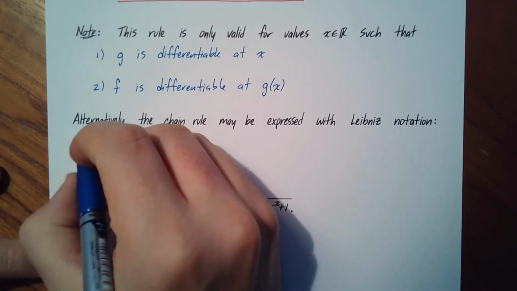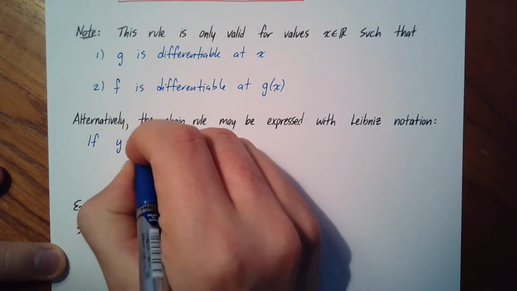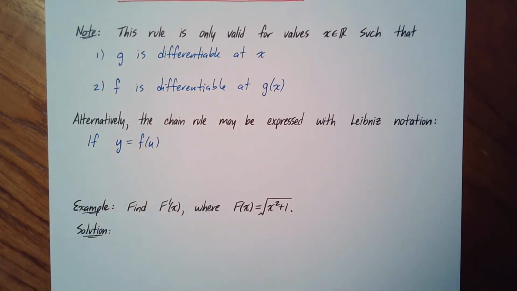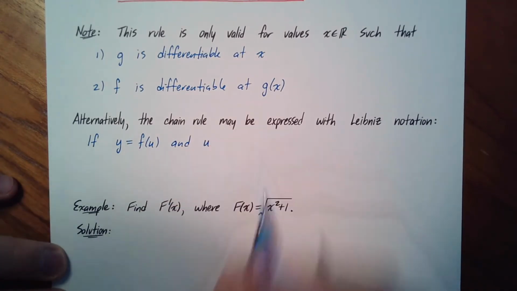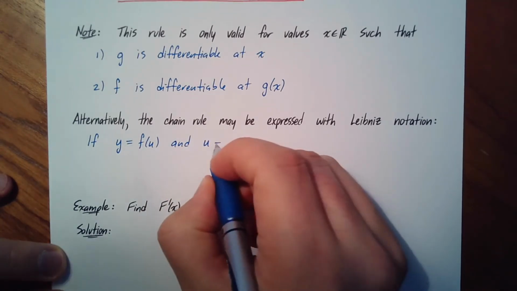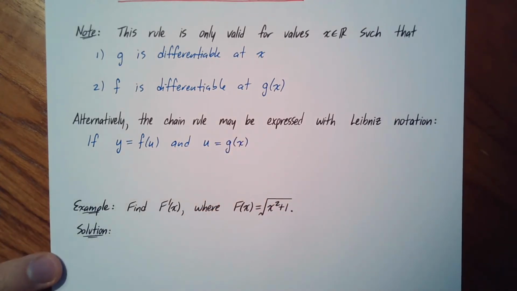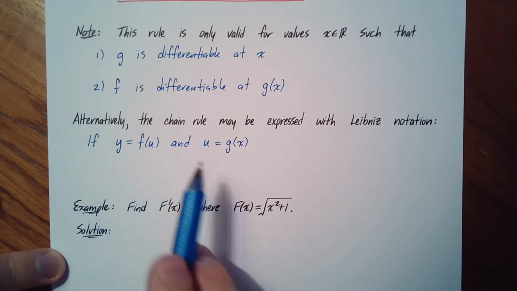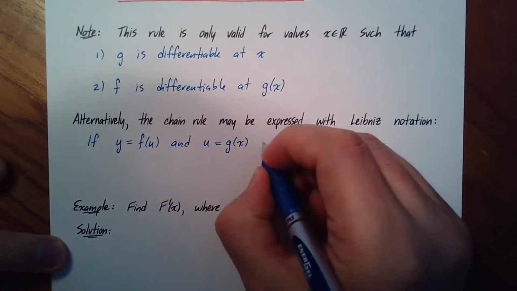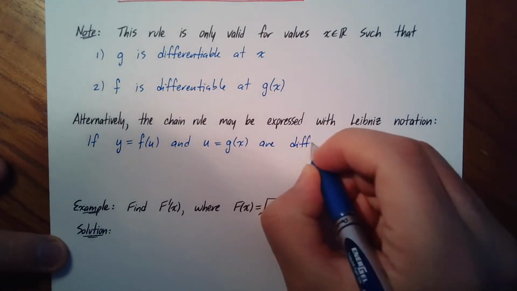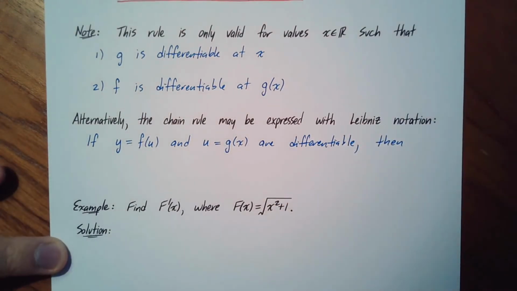So if you had y as some function of a variable u, in other words, if you've got y is equal to f of u, and then this variable u happened to also itself be a function of some other variable x, and if we add another assumption that this function f and this function g are also differentiable, then you can phrase the chain rule in the following way.